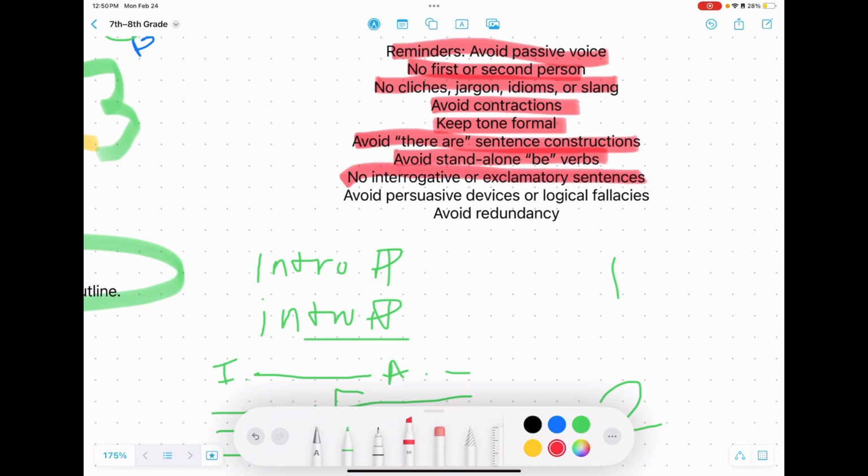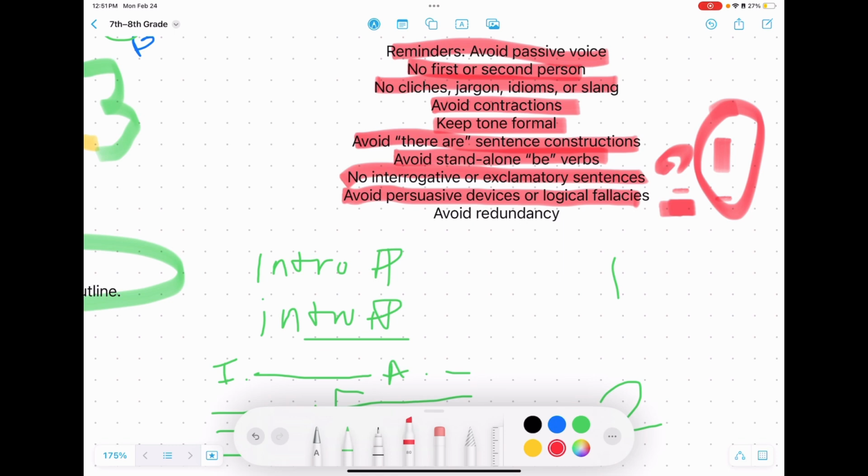Do not use interrogative or exclamatory sentences. In short, no questions, no exclamations. We joke that when you use an exclamation point in writing, it's like laughing at your own jokes. It's just not considered formal academic. It's like yelling, and you don't yell in research. You might do that in persuasion, but not in research. And no questions, because that crosses a line into persuasion, because you're directly addressing your audience, which we're not doing in formal academic research writing.